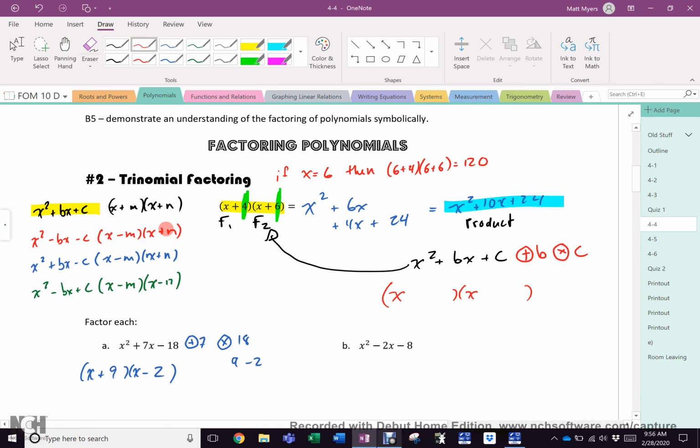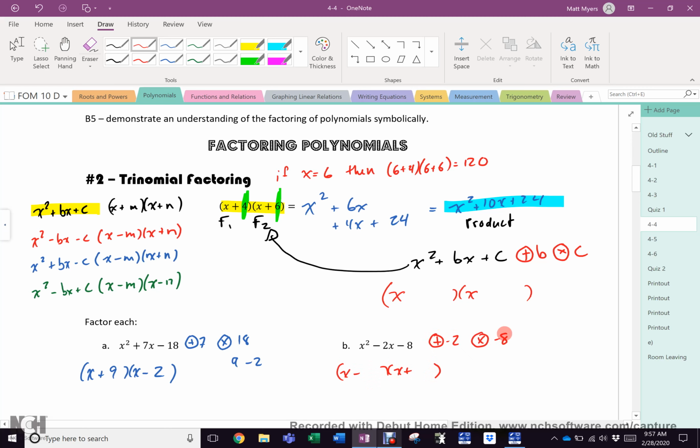It's the red one, right? So it's going to be x minus, x plus, yeah? And what do I know about the numbers that are going to go in there? They have to do two things. What are they? Add to negative 2 and multiply to negative 8.